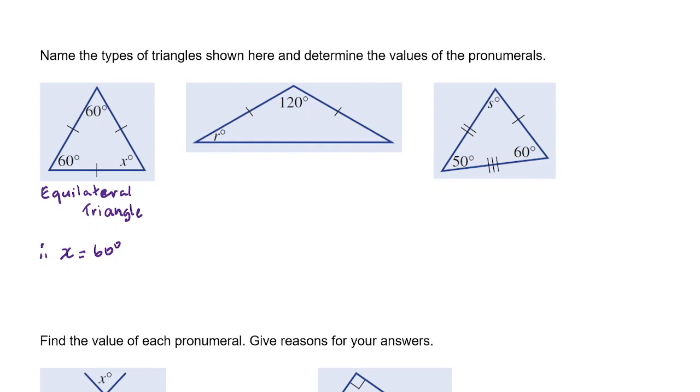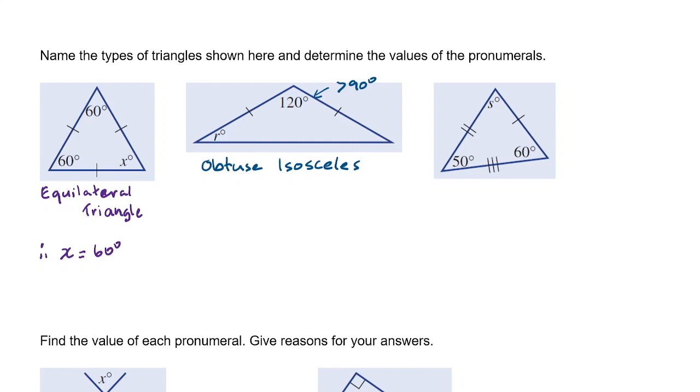Second triangle there, we've got two sides that are the same. That makes it our isosceles triangle. And it is actually obtuse because we have a greater than 90 degree angle. So we know that R is the same as the other side, and that R, the other R and the 120 angle all have to add up to 180.